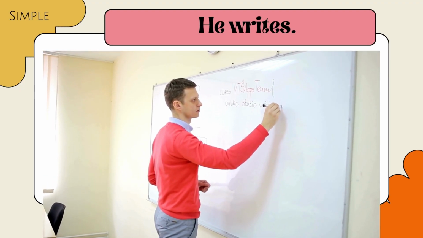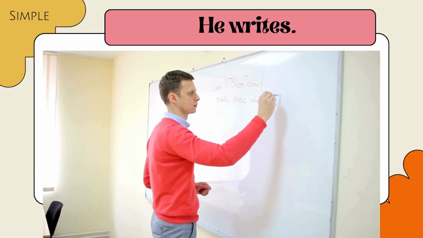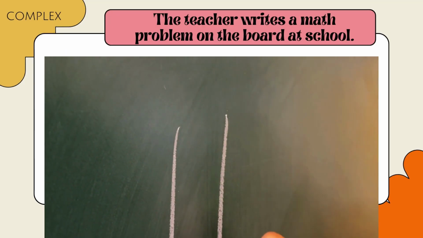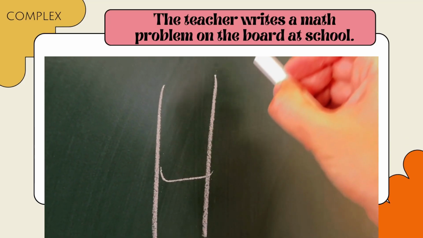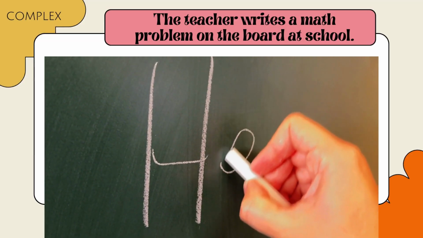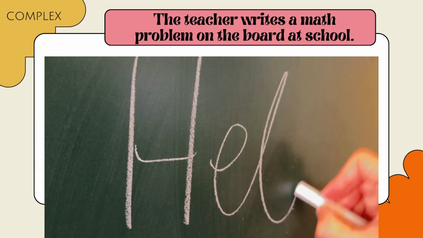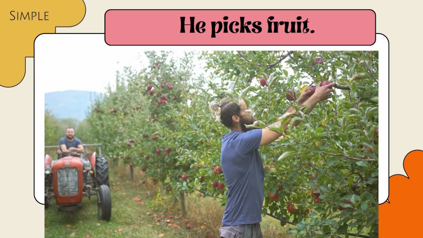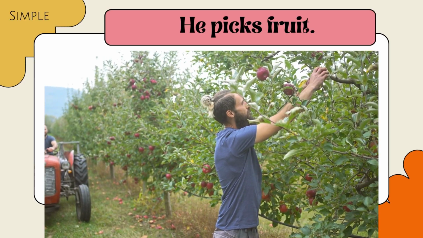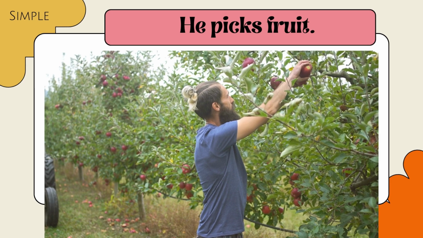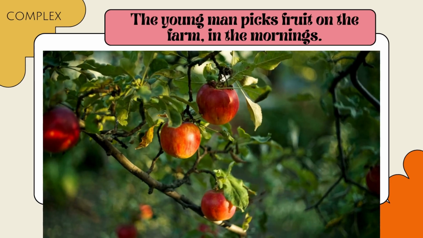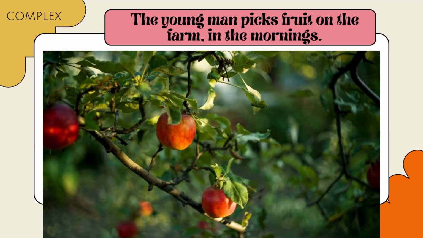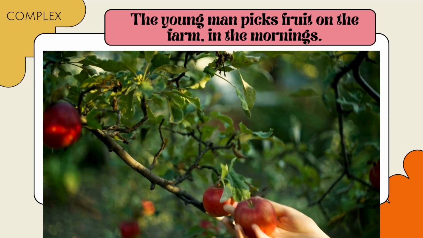Let's look at this simple sentence. He writes. A more complex way of saying that could be, the teacher writes a math problem on the board at school. He picks fruit. A more complex way to say that could be, the young man picks fruit on the farm in the mornings.